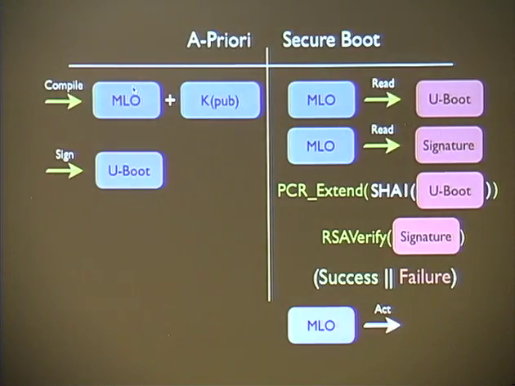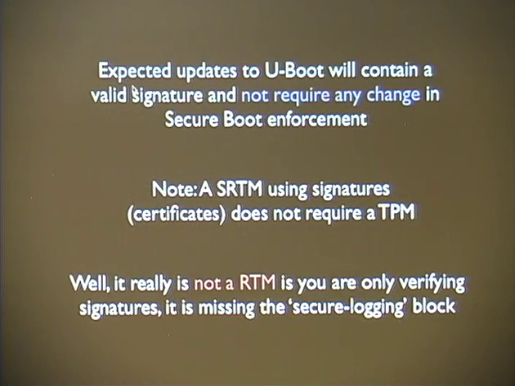So what do we do a priori in a signature-based secure boot? Not very much, and there's no "oh my god" problem in this case. We compile MLO, we give it a public key, and then we sign uboot. And every time we want to change that, we just sign uboot again, and we replace it. So expected updates to uboot will contain a valid signature, not require any change.